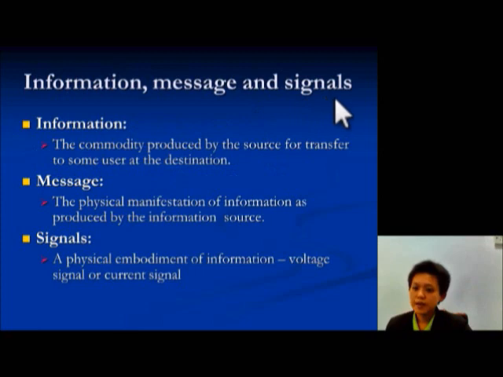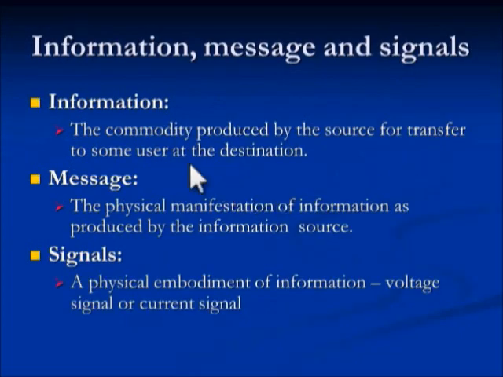Information, message and signal. What is information? Information is the commodity produced by the source for transfer to some user at the destination. Message means the physical manifestation of the information as produced by the information source, such as the message that we receive in written form or a letter. All these are messages. Signal is a physical embodiment of information in a voltage signal or a current signal.